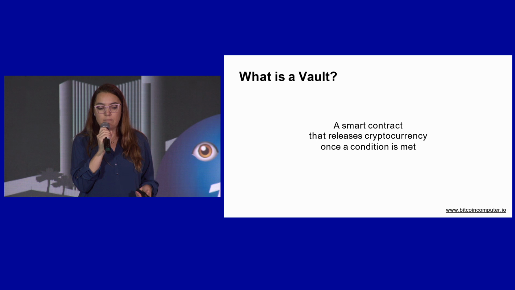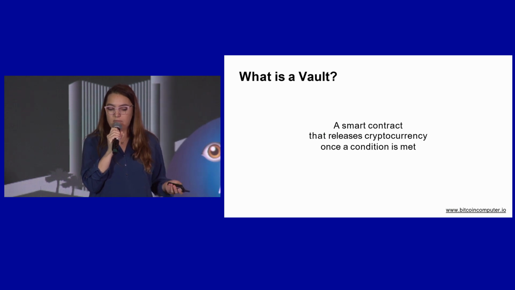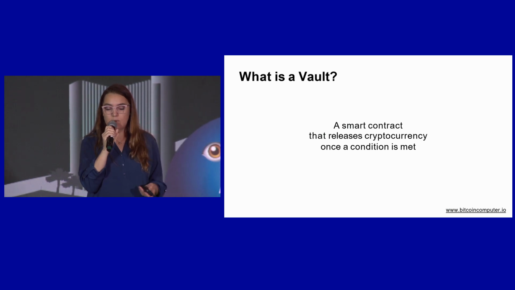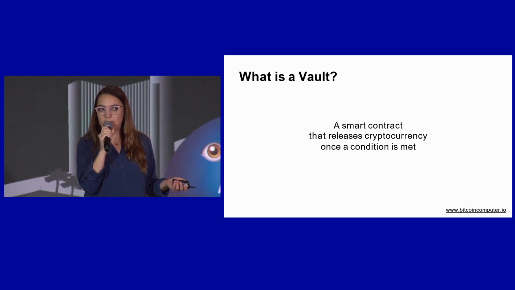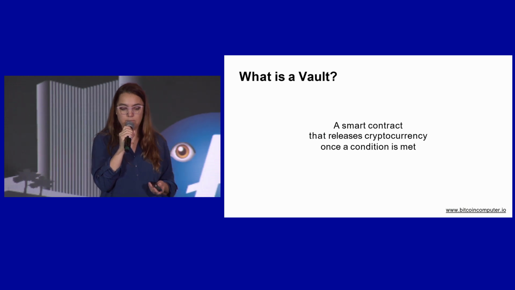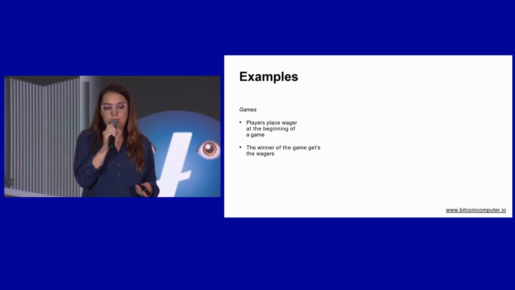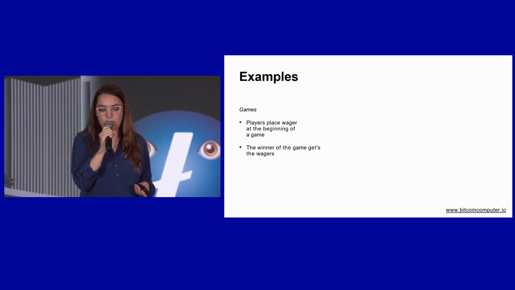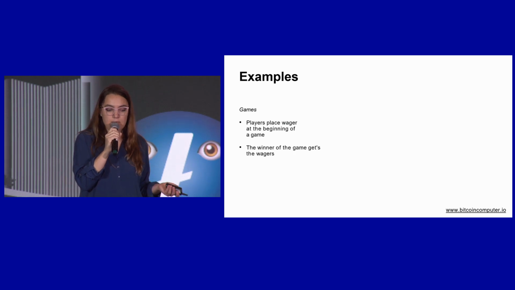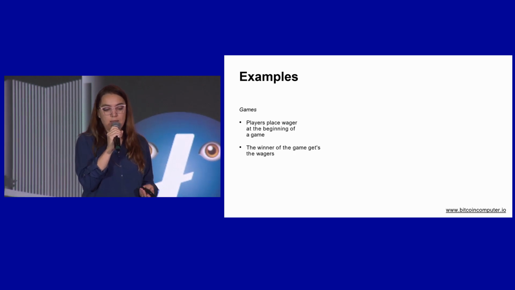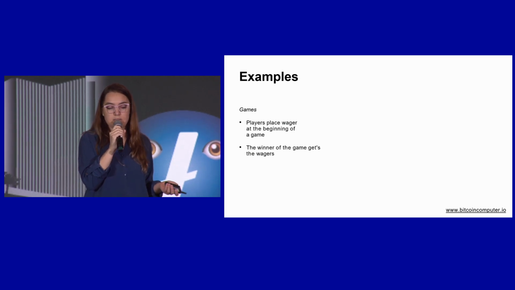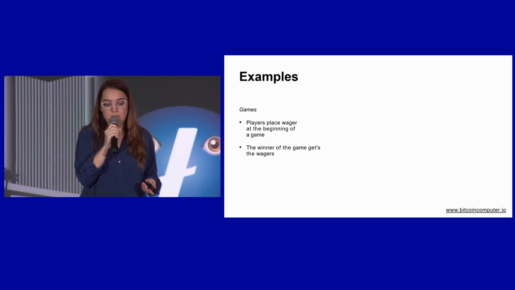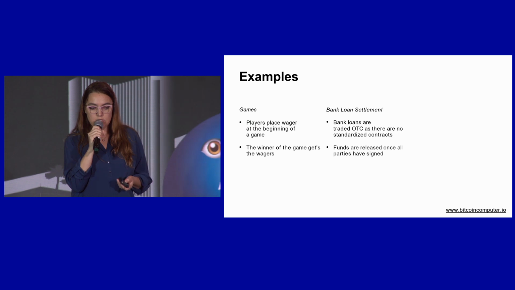And so a vault is defined formally as a smart contract that releases cryptocurrency once a condition is met. This condition can be as simple as a predicate or as complicated as a program evaluated for a specific condition to be met. An example of a vault that we have currently could be a game where, for example, players place some wagers. At the beginning of the game, that could be cryptocurrency or US dollars. And once the game is finished, the winner of the game gets the wagers.